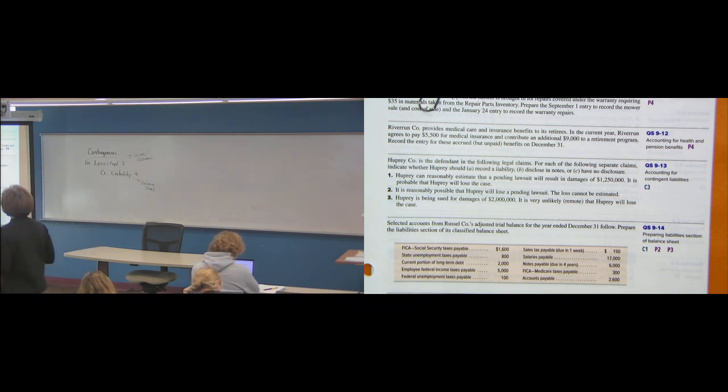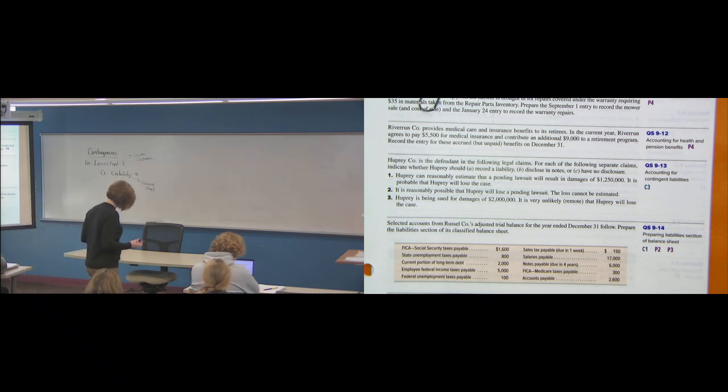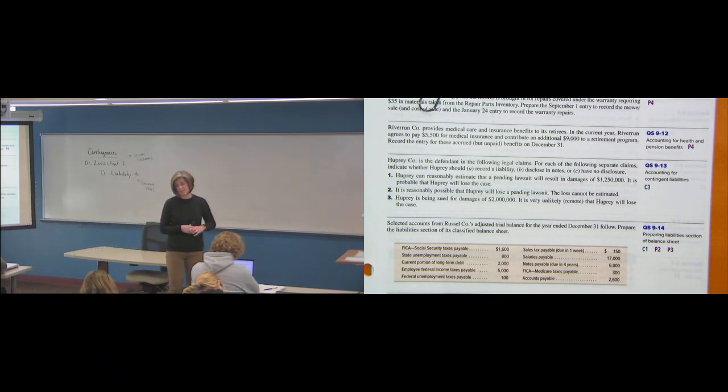Okay. Number two, it is reasonably possible that Hupre will lose a pending lawsuit. The loss cannot be estimated. Disclose. Yeah, you can see how this is going. You got an example of each of these, right? And then last, they're being sued for damages of $2 million. It's very unlikely or remote that they will lose the case. No disclosure. Even though there was an amount thrown around there, the chances that they're going to lose are slim.